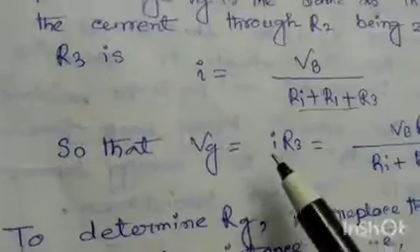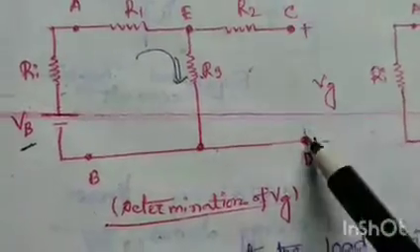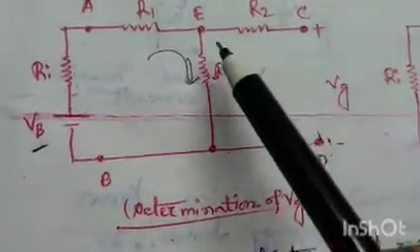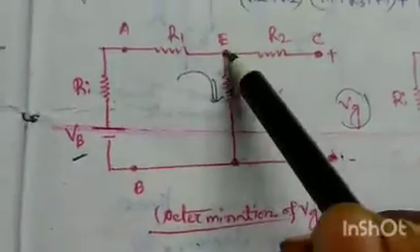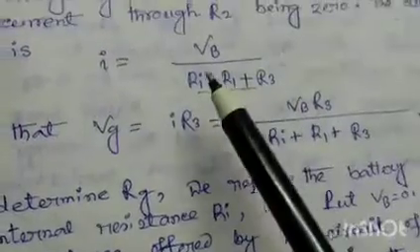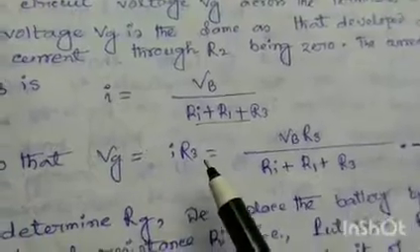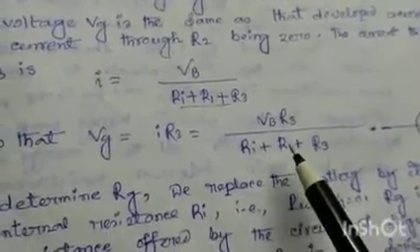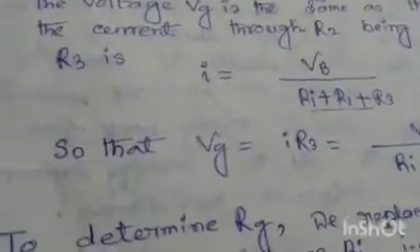Now Vg equals to the voltage between this point. This Vg must be same as the voltage across R3. So what is the voltage? V equals to IR. I is calculated here, Vb by Ri plus R1 plus R3. So V equals to I R3, Vb R3 by Ri plus R1 plus R3. So hence we calculated Vg.